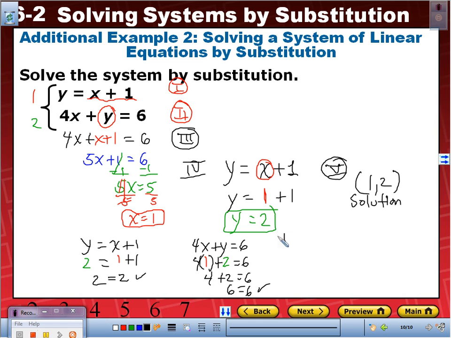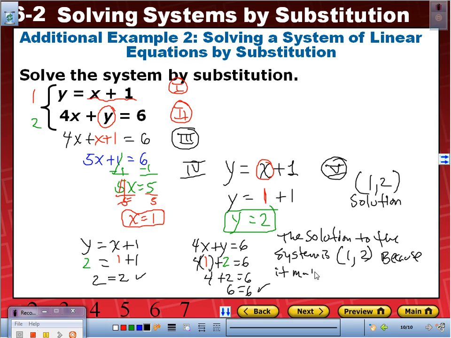So what is our statement? The solution to the system is (1, 2), because it makes both equations true. Boom. Okay, that was example number 2.